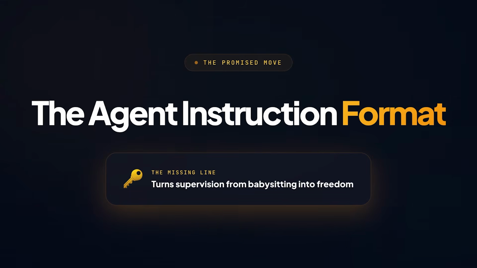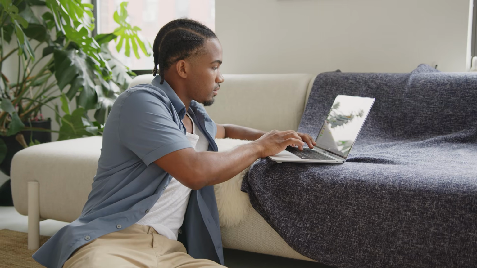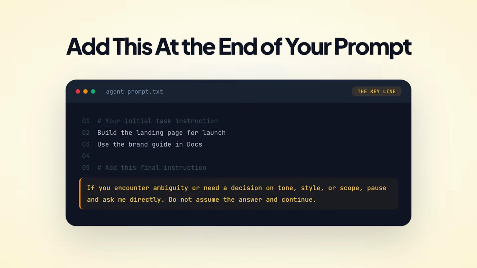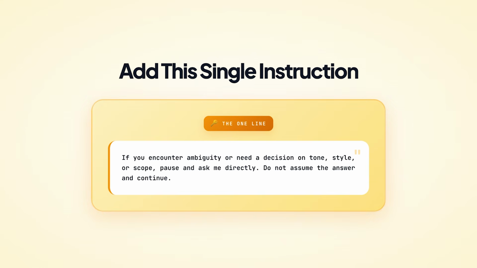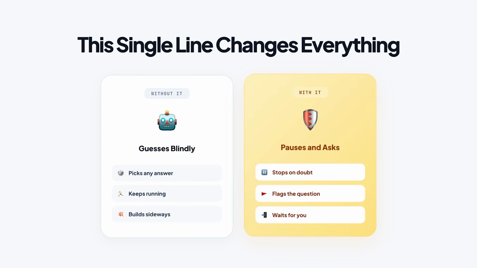That is the system. And okay, I promised you something at the start of this video. The agent instruction format that actually makes remote supervision work instead of turning into a babysitting job. Here it is. When you write the initial prompt to the agent, you add 1 line at the end. If you encounter ambiguity or need a decision on tone, style, or scope, pause and ask me directly. Do not assume the answer and continue. That single instruction changes everything.